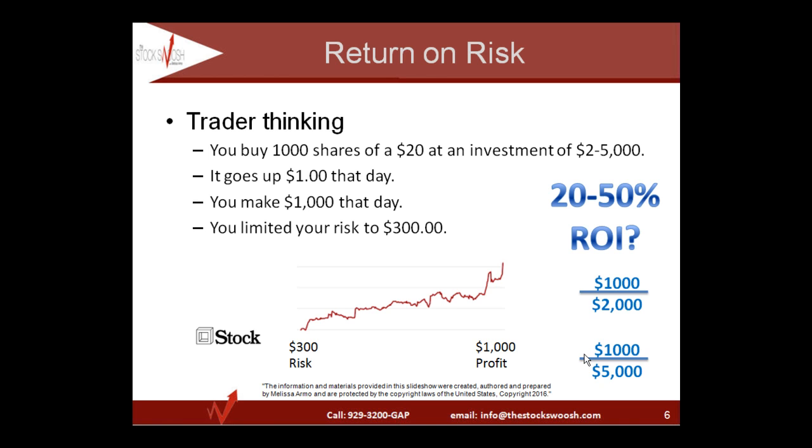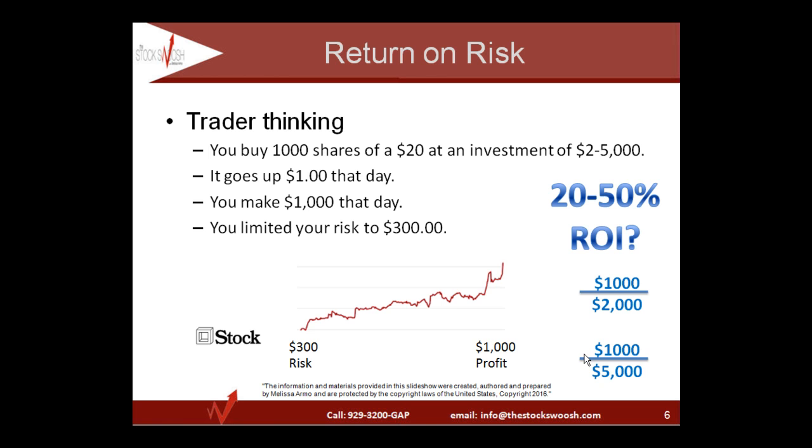Trader thinking goes something like this. You buy 1,000 shares of a $20 stock at an investment of $2,000 to $5,000. Now, how did I get $2,000 to $5,000? Well, we talked about as an investor, a $10,000 investment is needed, or $10,000 of capital, to maintain that $20,000 position of stock at a minimum, because you get a 2-to-1 leverage from the broker. As a day trader, you typically get 4-to-1 from that same type of broker.